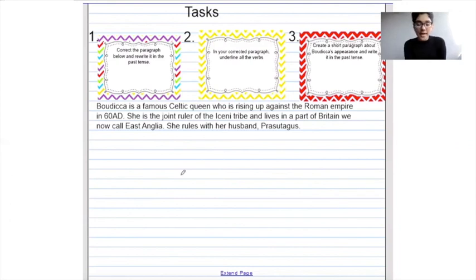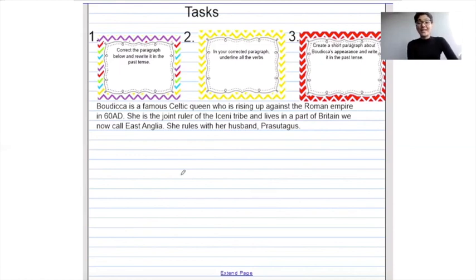Once you have finished task number 2, task number 3 is to create a short paragraph about Boudica's appearance and write it in the past tense. So think about what Boudica looks like. All of you had the task last time to draw a picture of her. And so you could always look back at that and see what makes Boudica Boudica. What does her hair look like? What does her face look like? What does she wear? What does she carry? And write it in the past tense.